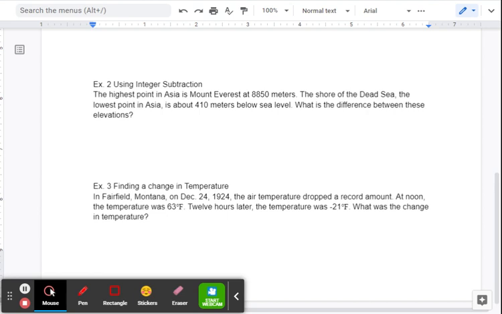Go ahead and get your workbook page out and your planners out. We are doing our workbook, page 71 and 72. I'm going to stop the recording.